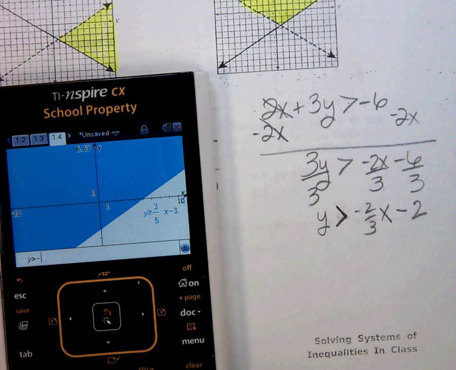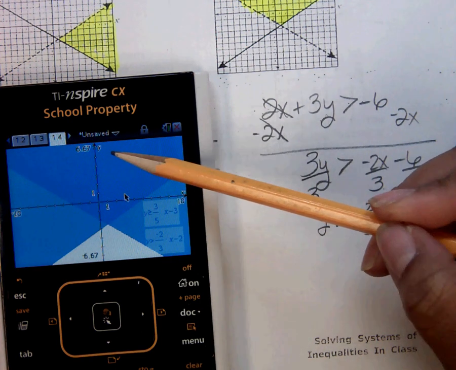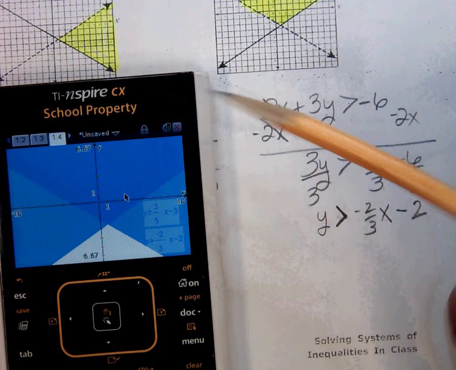And that's negative. Uh-oh, wrong one. Negative. See, that one's little, the other one was big. 2 divided by 3. X minus 2. Okay, double shaded region is up. And that eliminates A and C.